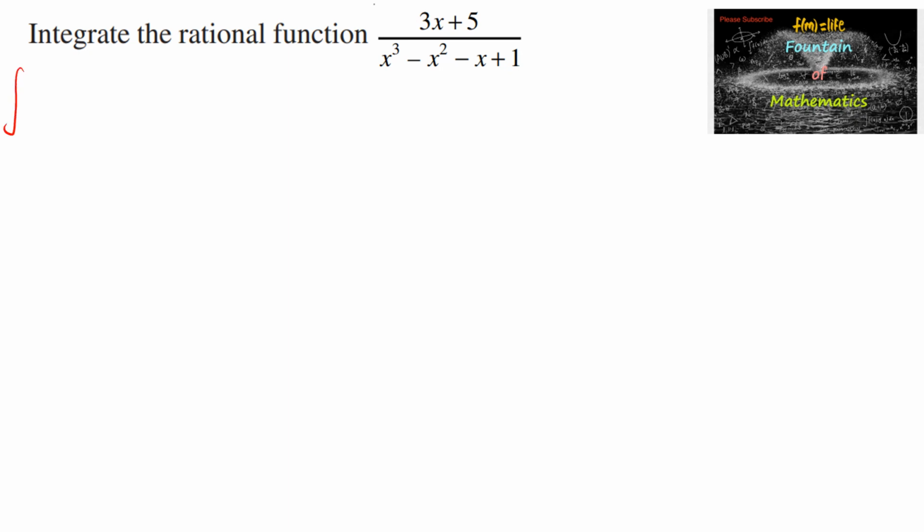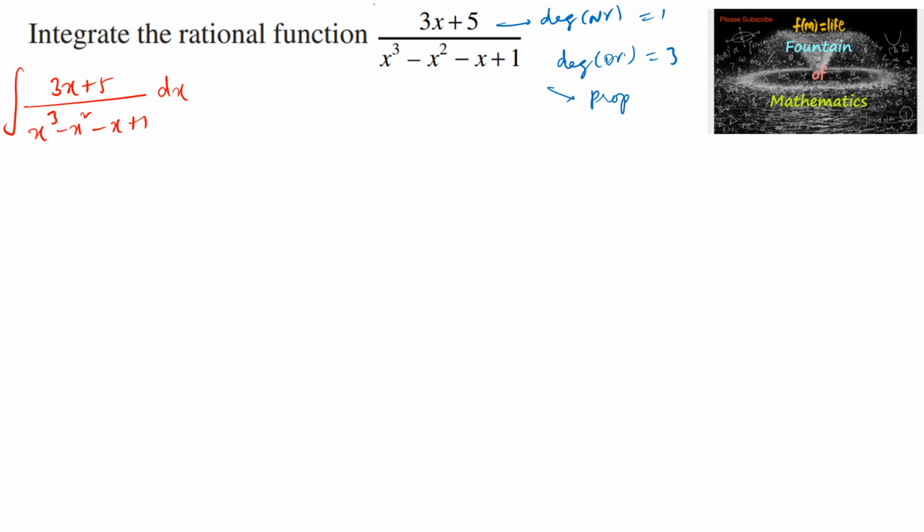Integrate the rational function (3x + 5)/(x³ − x² − x + 1) dx. Here we can say that the degree of the numerator is 1 and the degree of the denominator is 3, so this is a proper fraction, and every proper fraction we can resolve into partial fractions. But before that, let us factorize the denominator.